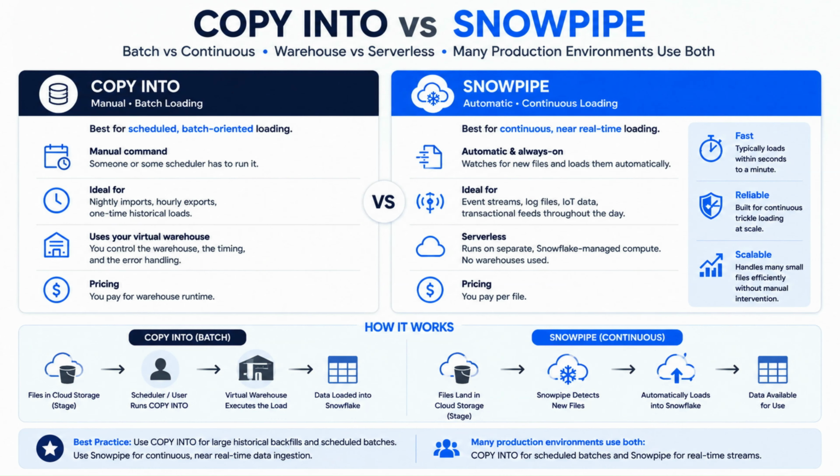For large historical backfills, always use copy into with a properly sized warehouse. Snowpipe is designed for continuous trickle loading, not bulk. Many production environments use both. Copy into for scheduled batches and Snowpipe for real-time streams.